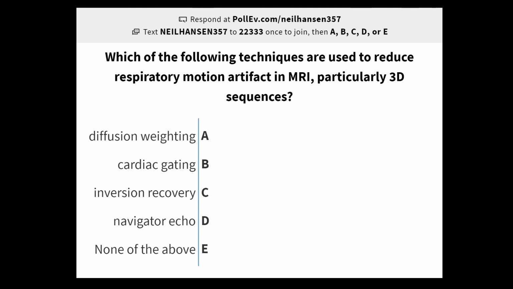Pause now if you need more time. However, the correct answer is a navigator echo. So cardiac motion, obviously you can do ECG gating. Inversion recovery and diffusion weighted imaging are just kind of nonsense answers. And navigator echo, what is that?